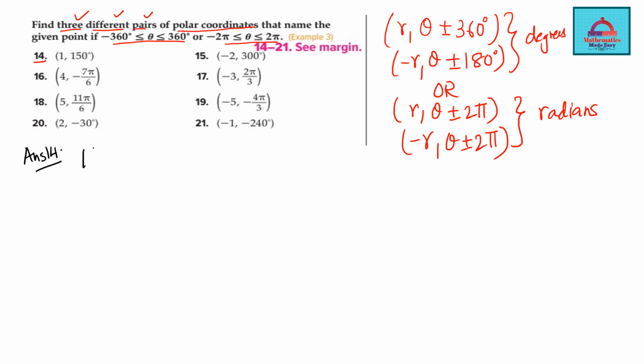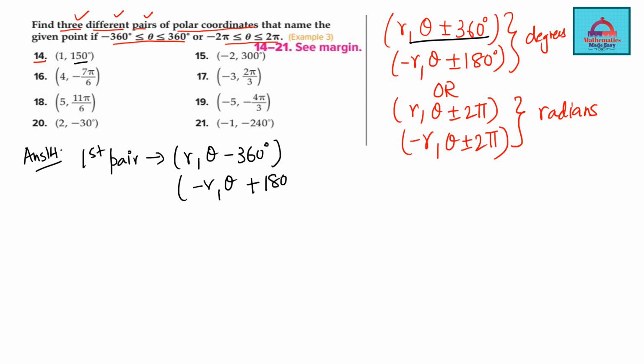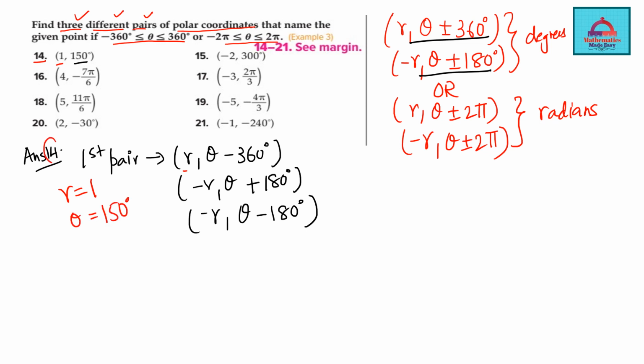So the first pair of points we will take as r comma theta minus 360 degrees. I'm choosing it from here because the angle is given in degrees. The second pair would be minus r comma theta plus 180, I'm choosing it from here, and the next one would be minus r comma theta minus 180 degrees. So let's plug in the values. What is the value of r? It is 1. So r is equal to 1, theta is equal to 150 degrees. This is for question 14.